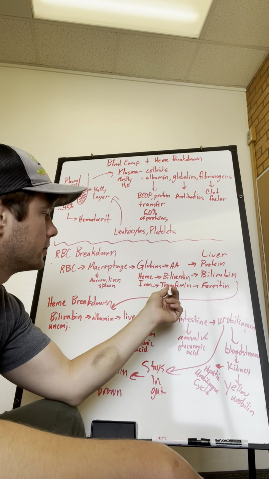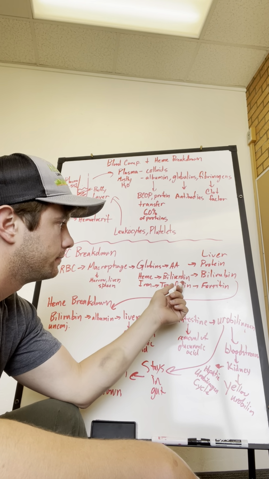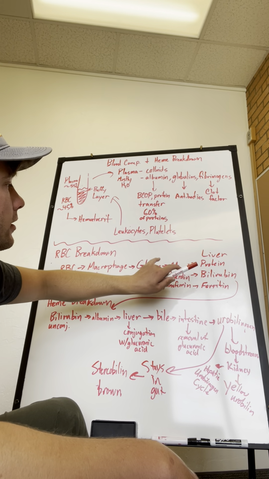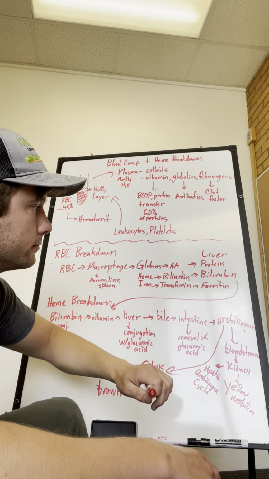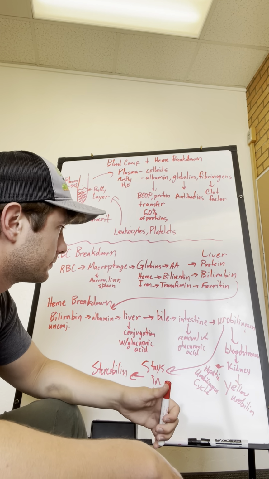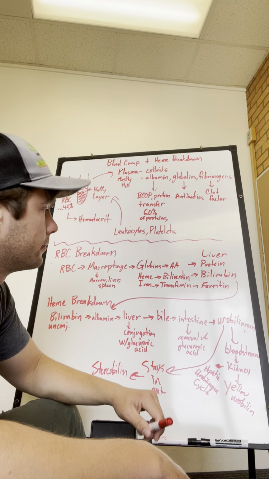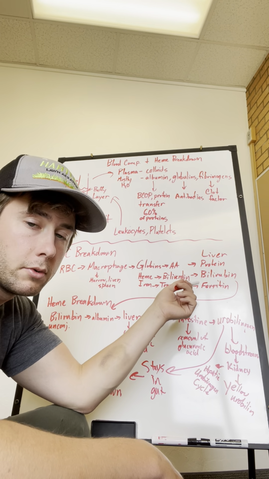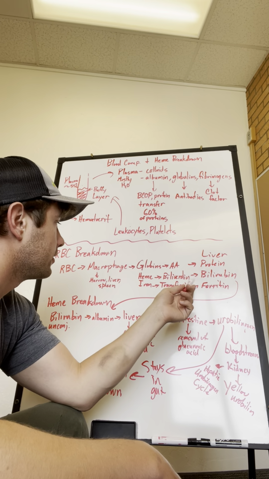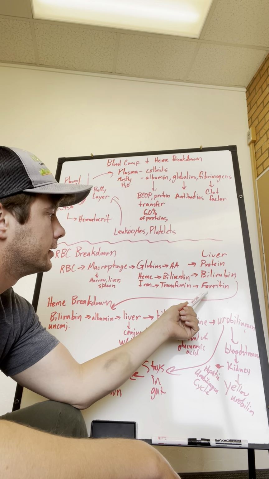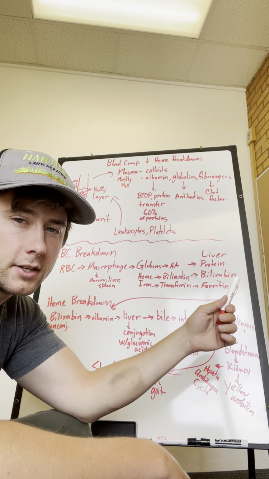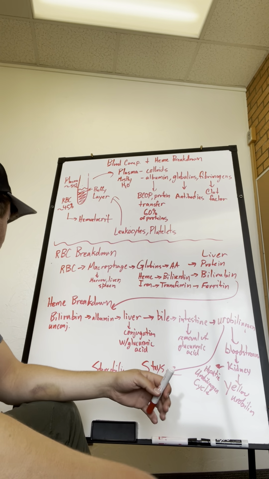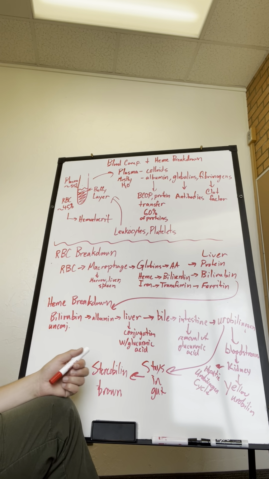Iron's going to be transferred by a protein called transferrin, and then will eventually hit the liver, wherein the globins will be resynthesized into other proteins. Biliverdin is going to be turned into bilirubin, and we'll look at that later. Iron's going to be stored in the liver as ferritin. And yeah, so that's your breakdown of your red blood cell.